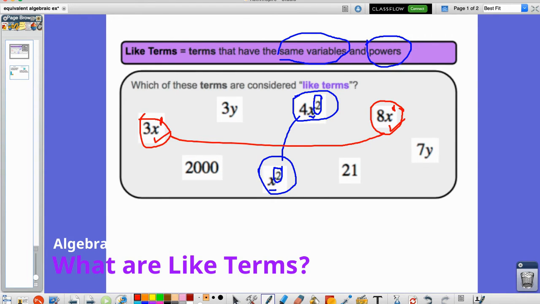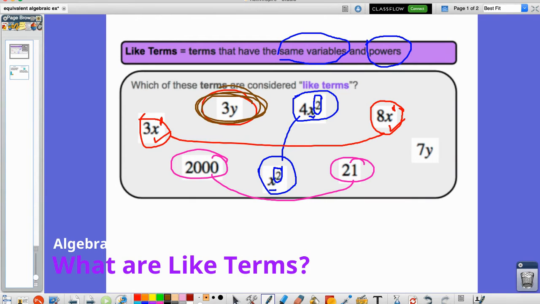Another thing to think about is that these are also like terms. Why? Do they have any variables? There are no variables. Do they have any powers? We don't see any powers. But because they both don't have variables and they both don't have powers, they are still like terms. And just like these right here, 3 groups of y and 7 groups of y are also like terms.